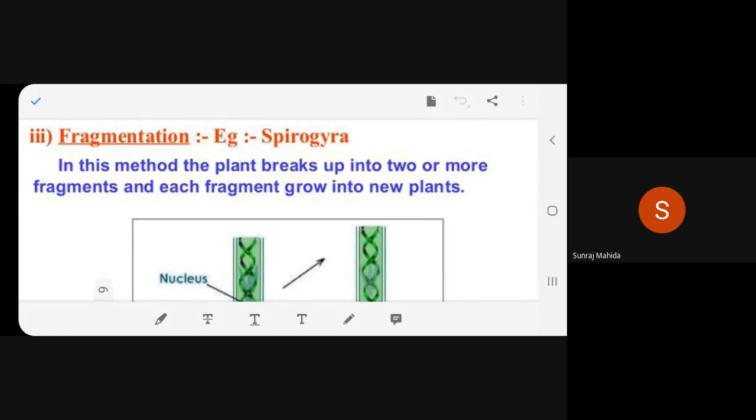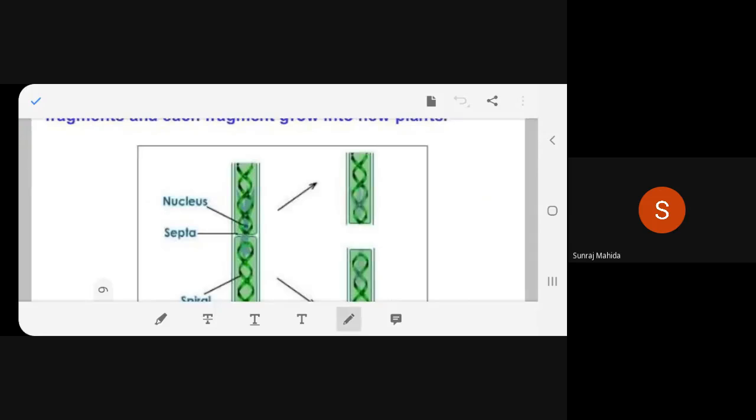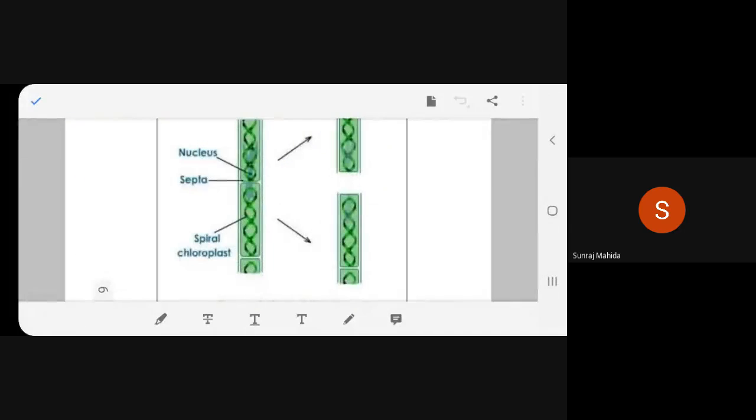Spirogyra. In this method, the plant breaks up into two or more fragments, and each fragment grows into a new plant. So what you see over here, the plant breaks up. See, this is the plant. From here it breaks up and forms one and two plants. You got new plants. So this is called fragmentation.